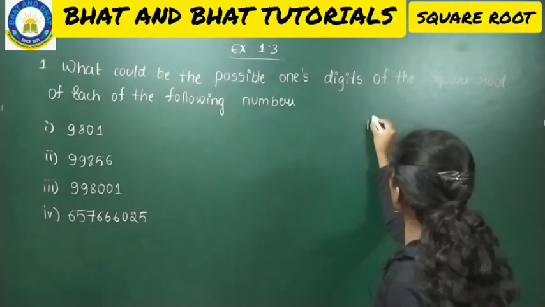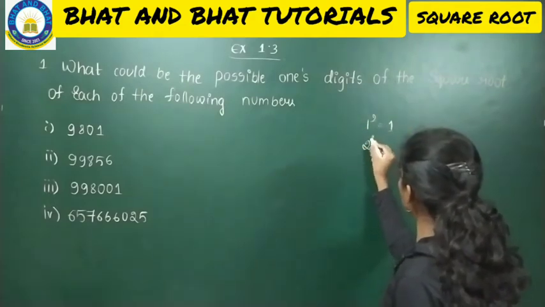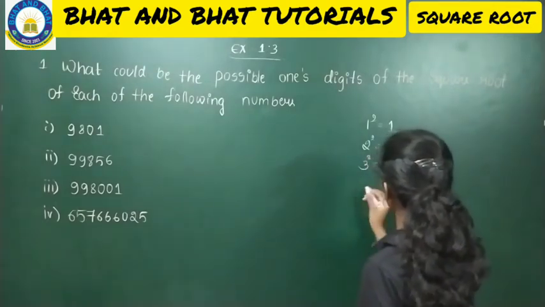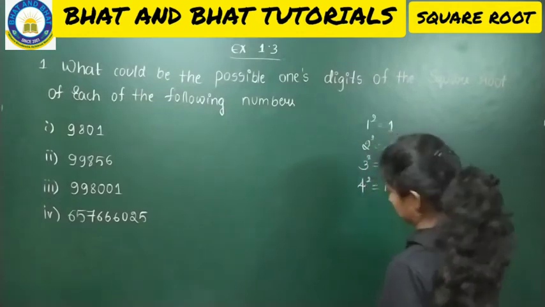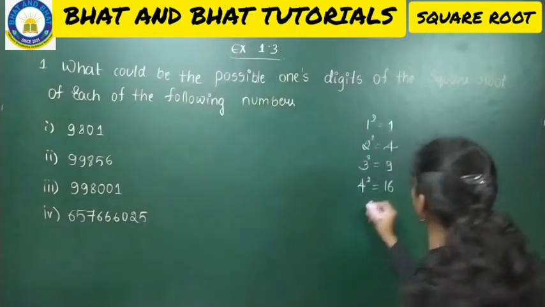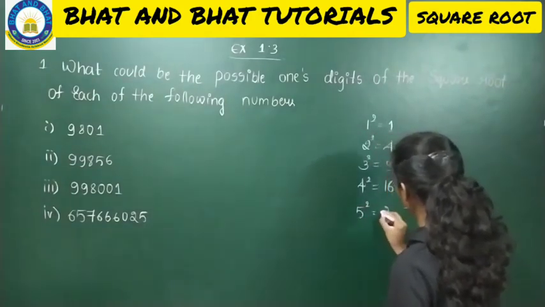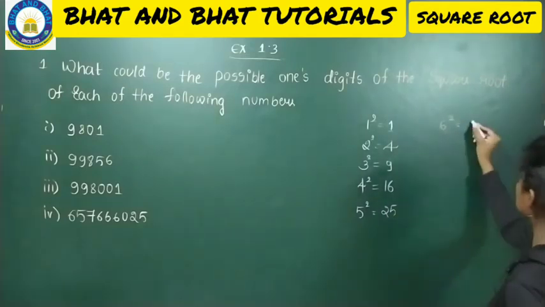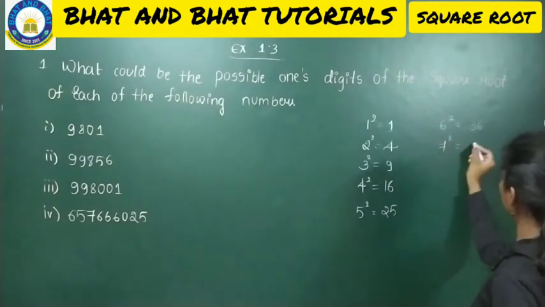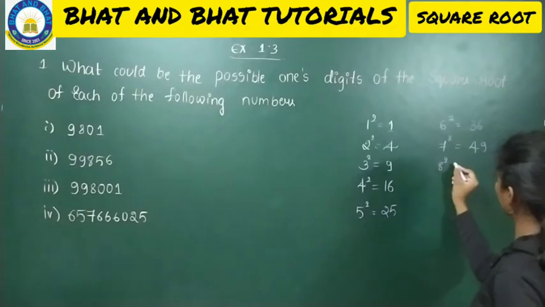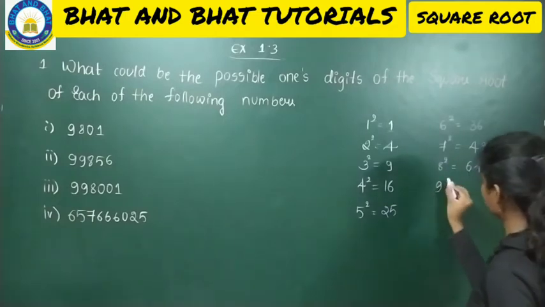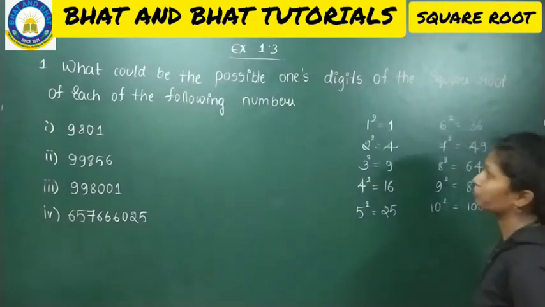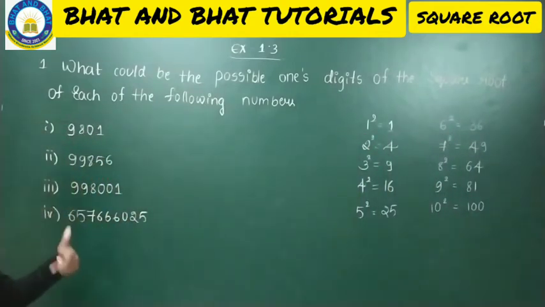See here, 1 square is equal to 1, 2 square is equal to 4, 3 square is equal to 9, 4 square is equal to 16, 5 square is equal to 25, 6 square is equal to 36, 7 square is equal to 49, 8 square is equal to 64, 9 square is equal to 81, 10 square is equal to 100. So these are the square numbers, and these are your 4 questions.